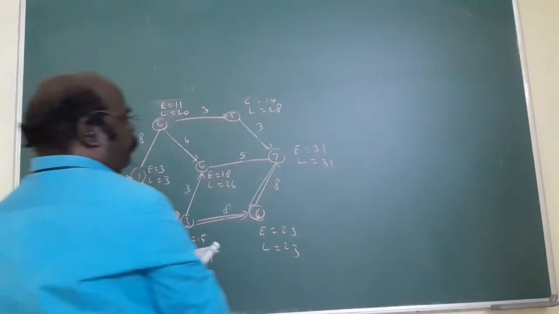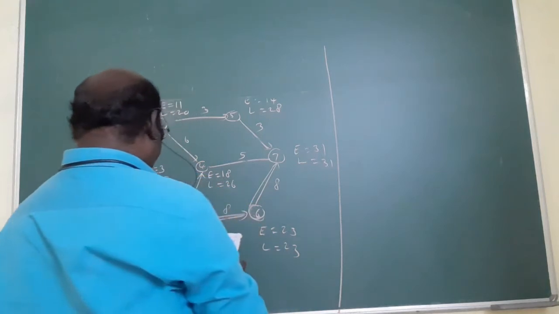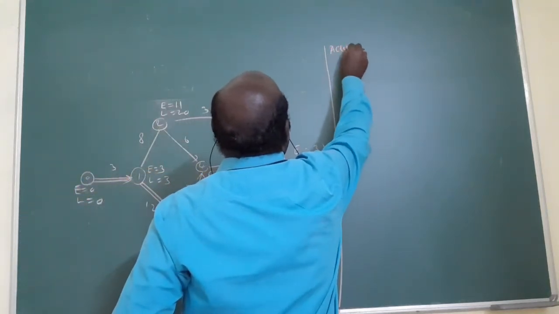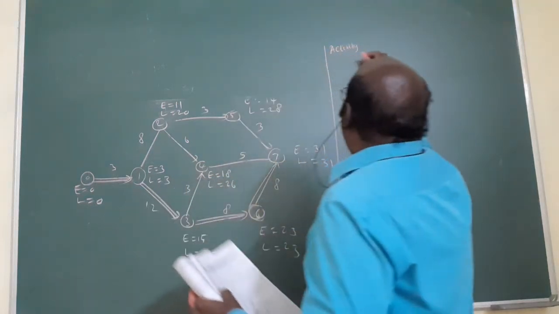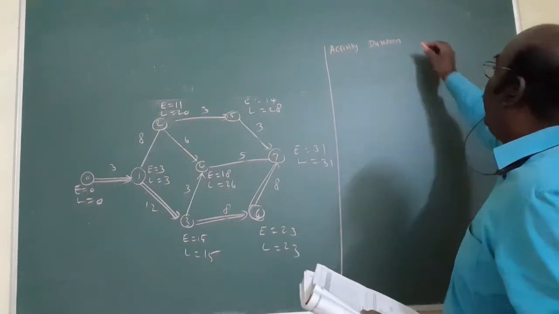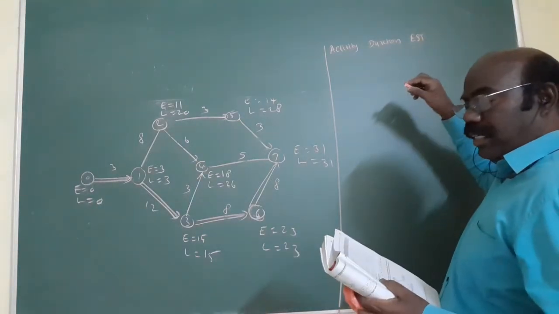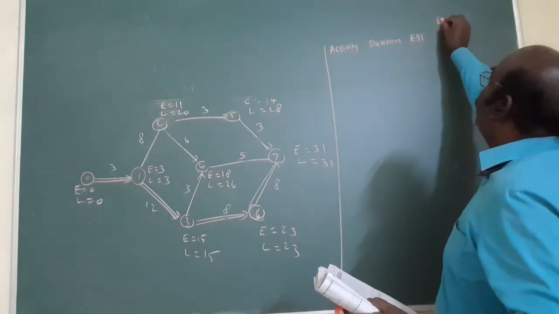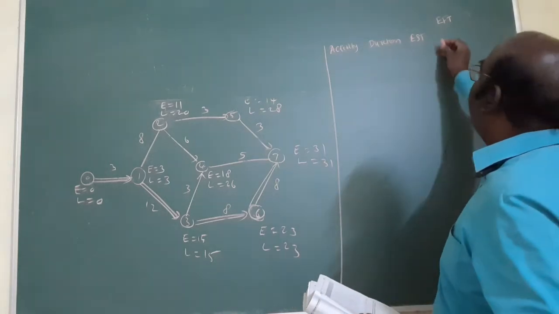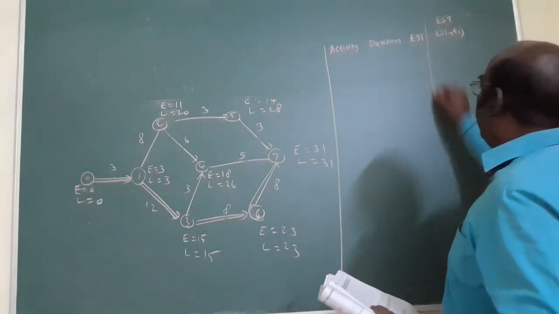From this diagram, the first one is what? Put the column, the activity. Next, the duration. Next, EST. Next is what? EFT. EFT means EST plus TIJ. It is a formula. Refer the book.